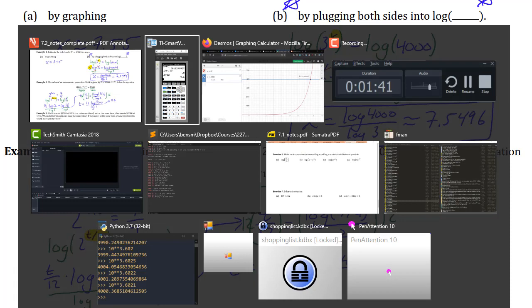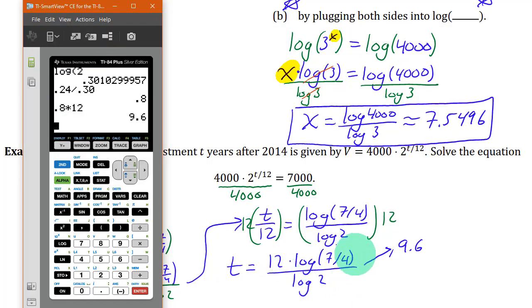So if you do all these operations separately and then round things off as you go, you'll get 9.6. If you do it all at once, which is what I'm recommending here, one big fraction with the numerator, which is 12 times log of 7/4, and the bottom is log of 2, so we got the whole thing written in there, you get something a lot more precise, 9.688.